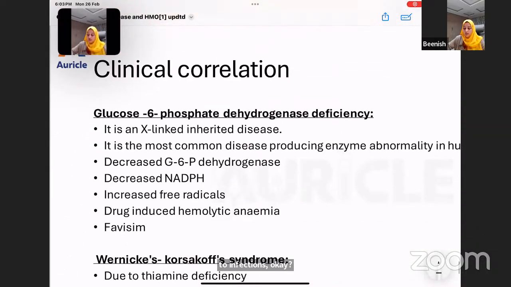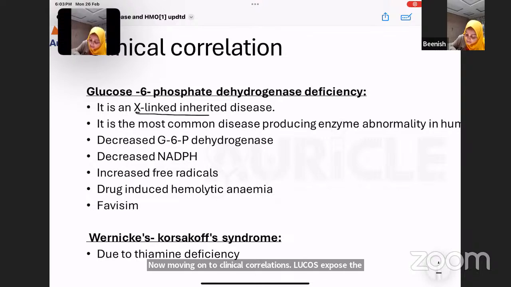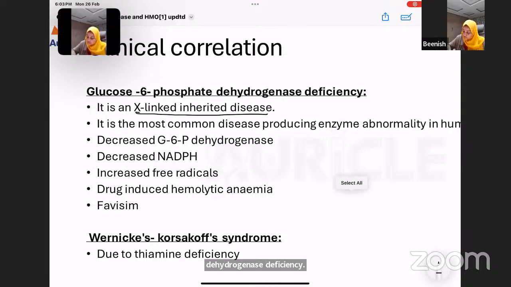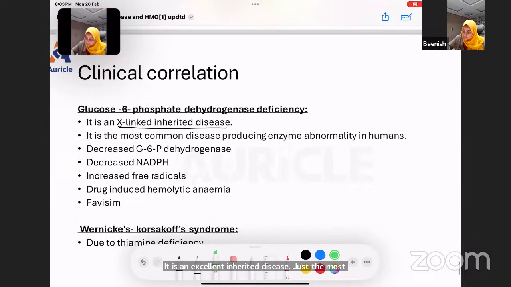Now moving on to clinical correlations. Glucose 6-phosphate dehydrogenase deficiency is an X-linked inherited disease. It is the most common disease-producing enzyme abnormality in humans. Decreased glucose 6-phosphate dehydrogenase will lead to decreased NADPH. Obviously, when the enzyme is not working, when glucose 6-phosphate dehydrogenase is deficient, your HMP pathway will not work, and then there will be decreased NADPH.